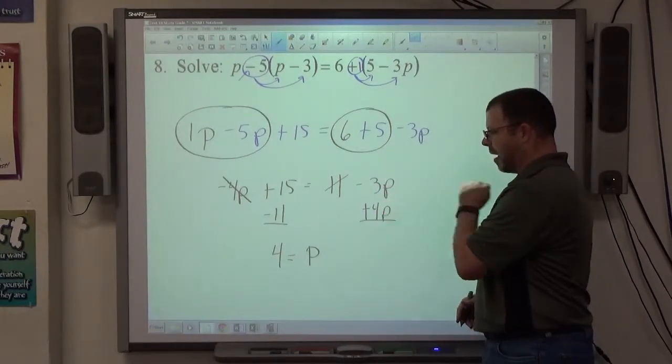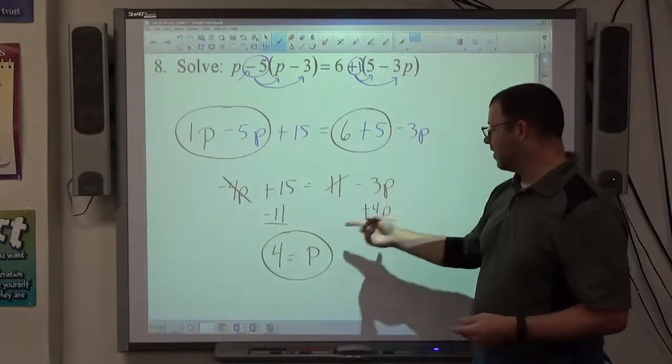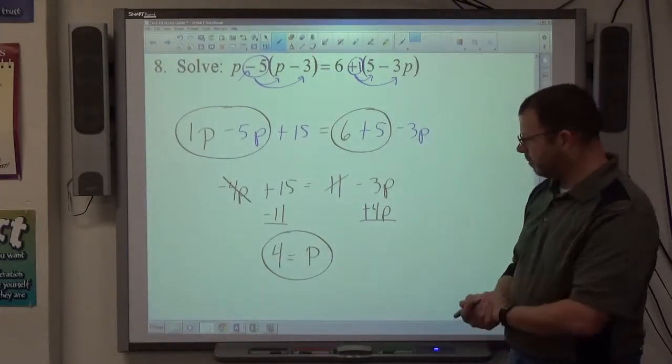Subtraction because the signs are different. Positive because 4 is bigger. 1p is the same as p. So p equals 4. If this said like 5p equals, then I have to divide by 5. So that's the extra step that might happen. But that's what you want to do.